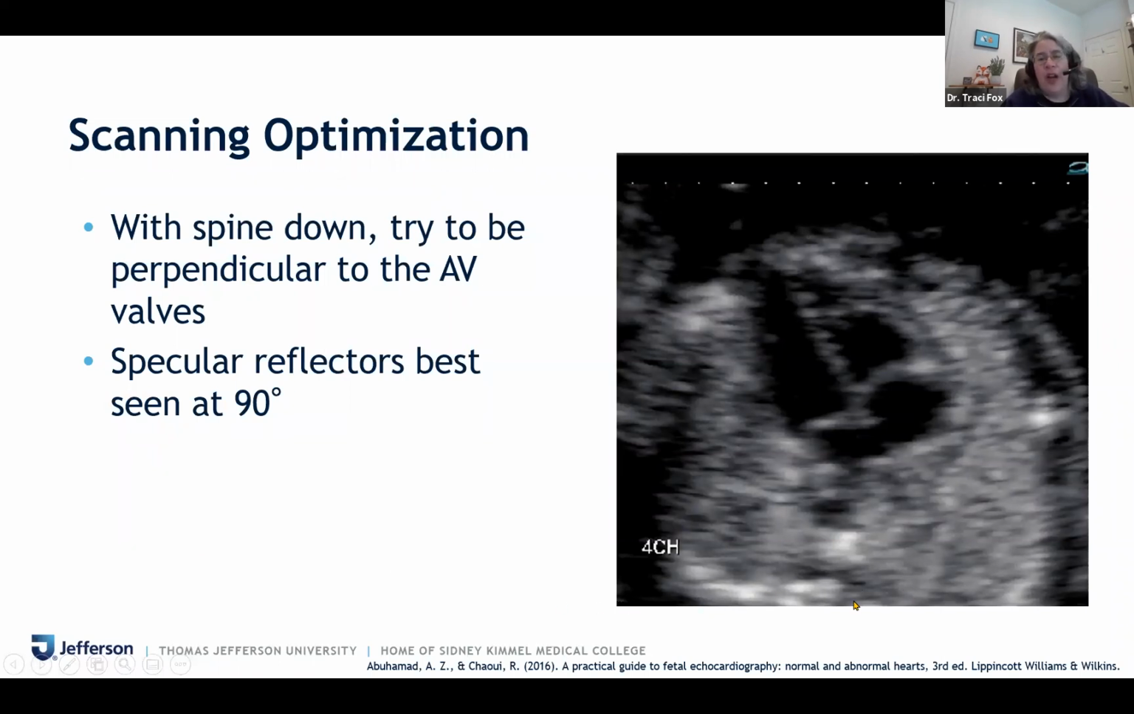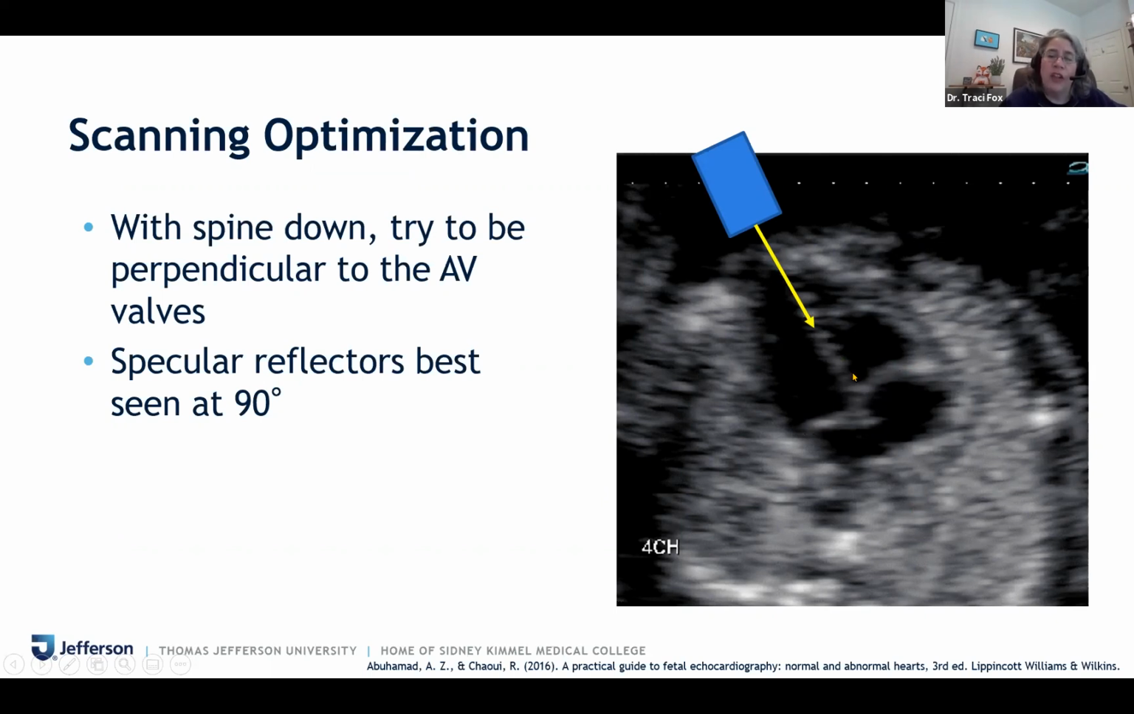One thing that I try to do, and this was mentioned on Wednesday or Thursday as well, is when the baby is spine down, which is the optimal position for imaging the fetal heart for most views, you can keep your transducer here, but what I try to do is shoot down the interventricular septum. I try to be parallel to the interventricular septum, and the reason is because, and here's that physics again, you want to be perpendicular to the AV valves. And the reason is because the AV valves now become specular reflectors, which makes them easier to see.